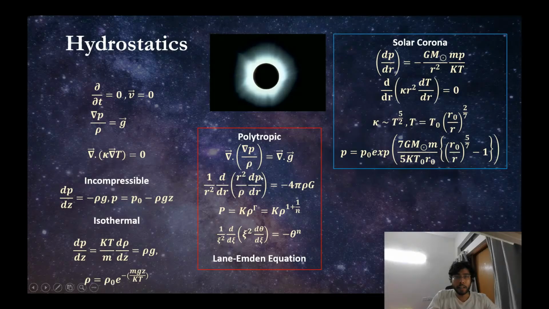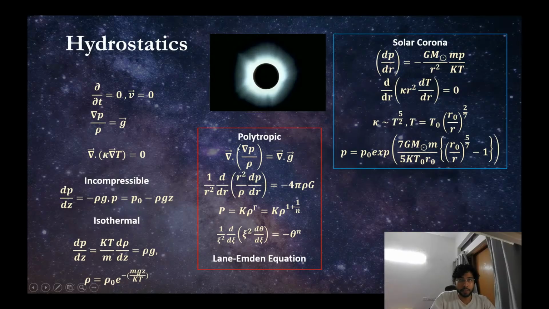If you remember, for the polytropic case, polytropic means that P is a function of rho, and the function is defined as k rho to the power of gamma, where gamma is called the polytropic index. So the pressure is k rho to the power gamma; pressure depends on density in that way. Here we consider spherical symmetry. For example, a star is always spherical in nature.